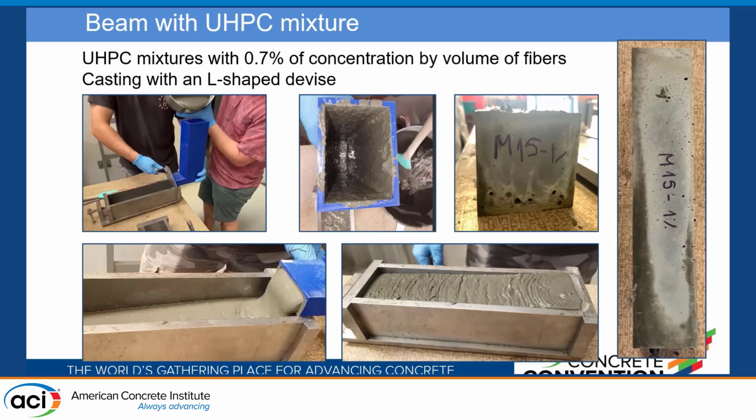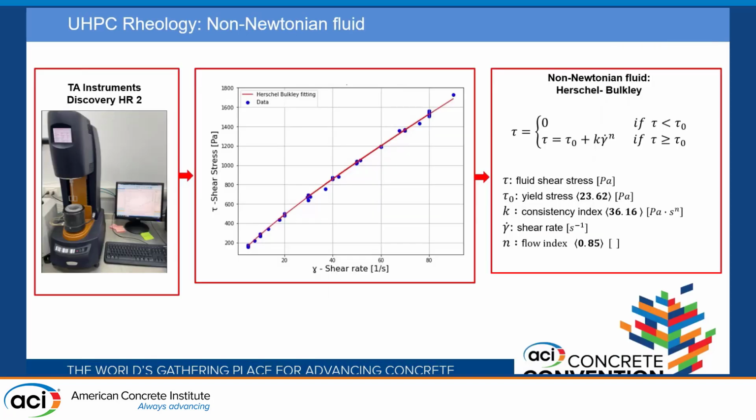At the end of the test, we took a sample of that mixture and put it into a rheometer. We got the Herschel-Bulkley equation to fit the experimental points, and we got a yield stress of 23.62, a consistency index of 36.16, and a flow index of 0.85. So we inputted that into our CFD model to model the behavior of the mixture.